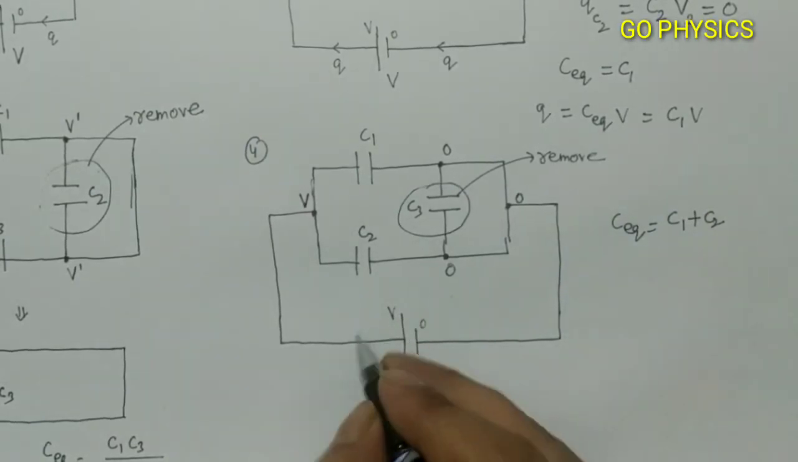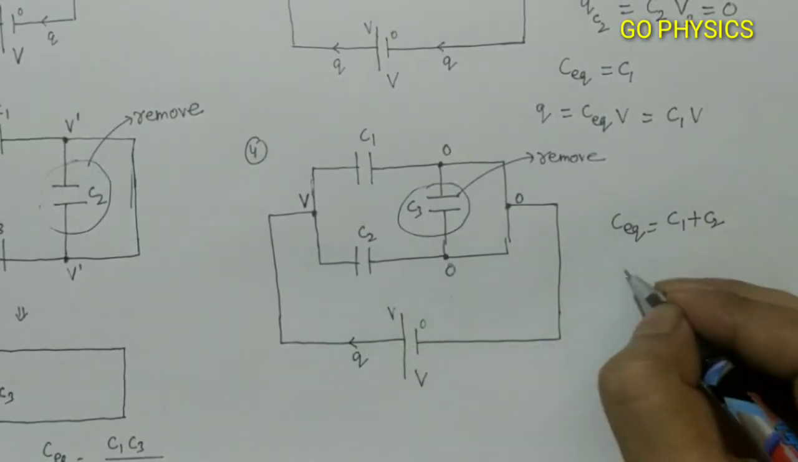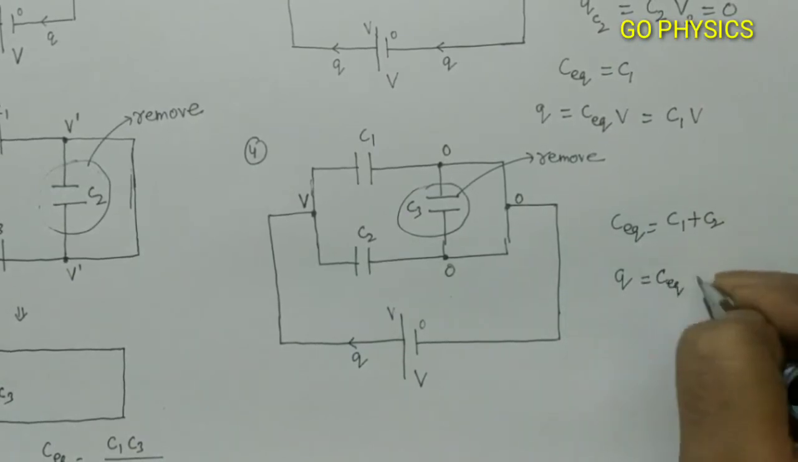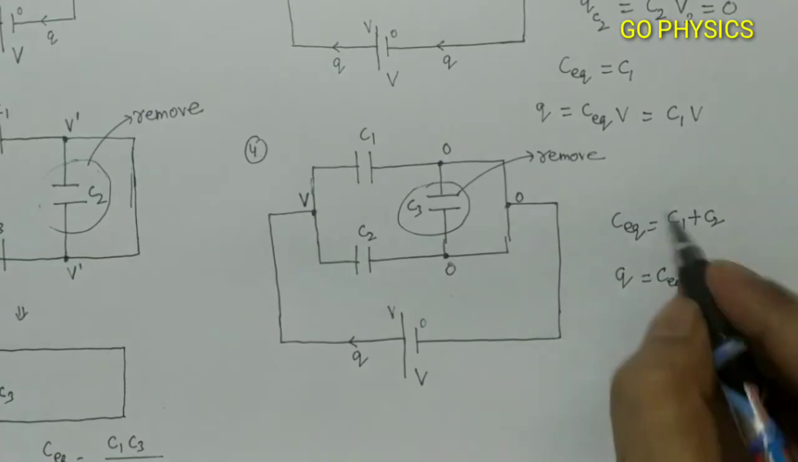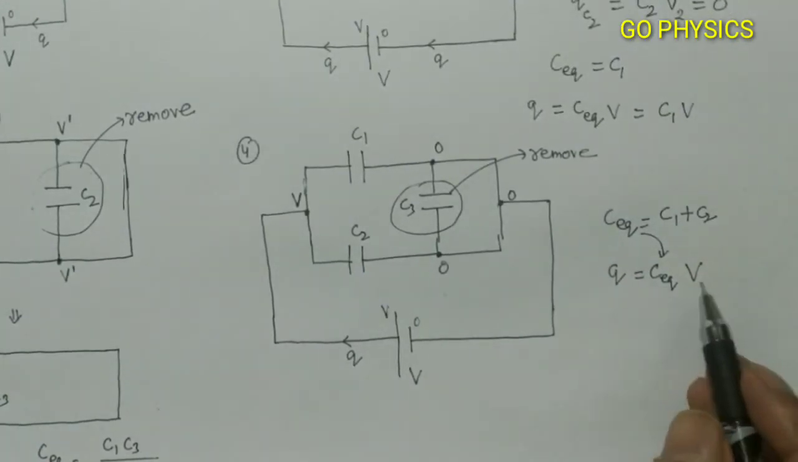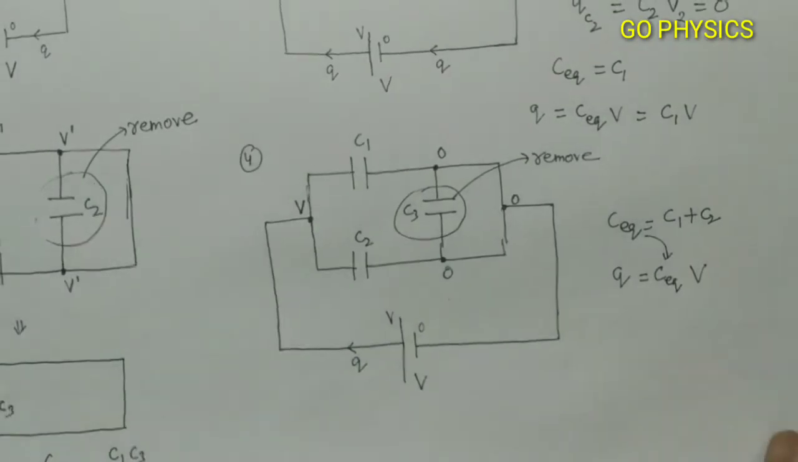And someone will ask, what is the charge given by the battery? Then Q, that is the charge given by the battery, equals C equivalent into the voltage of the battery. Simply substitute the value of C equivalent, and we will get the charge supplied by the battery. Now let's see some more illustration. Now let's see example number 5.